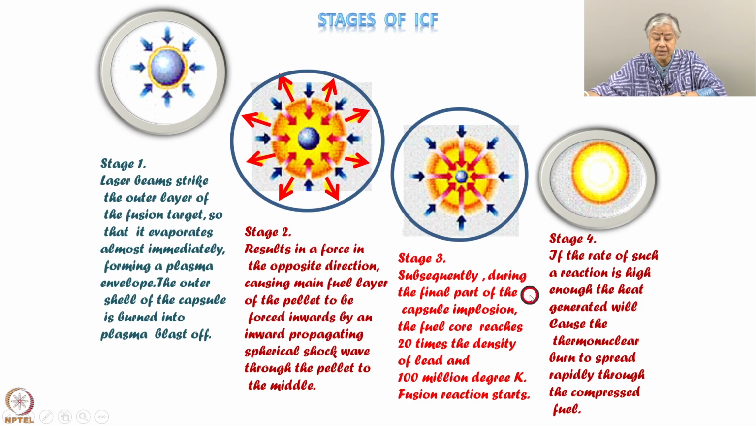Now, in the third stage, subsequently during the final part of the capsule implosion, because it is happening inward, not outward, of the pellet, the fuel core reaches 20 times the density of lead and 100 million degrees Kelvin. So, you can imagine the temperature that it has reached because of this implosion, and the fusion reaction starts.